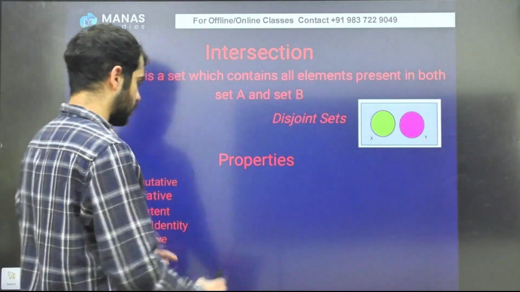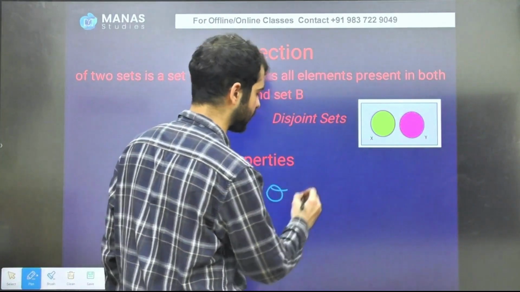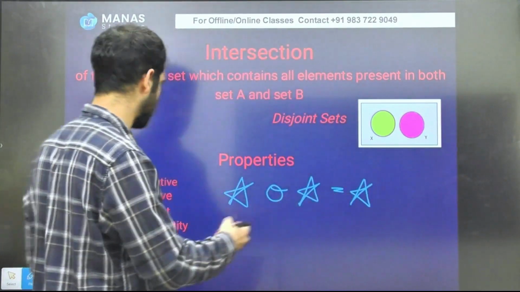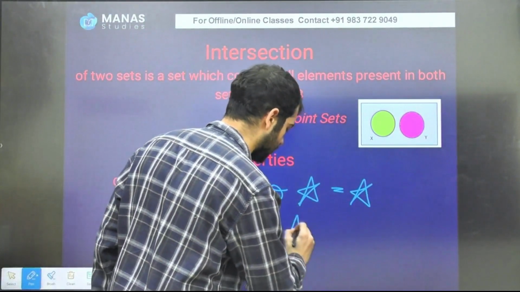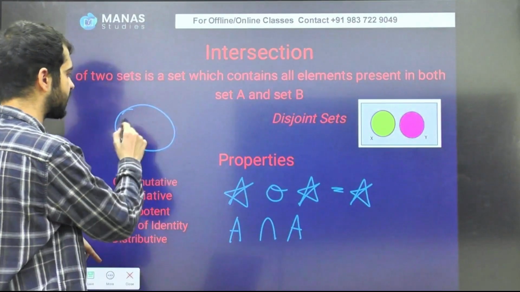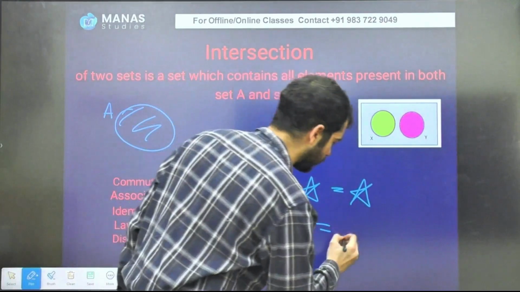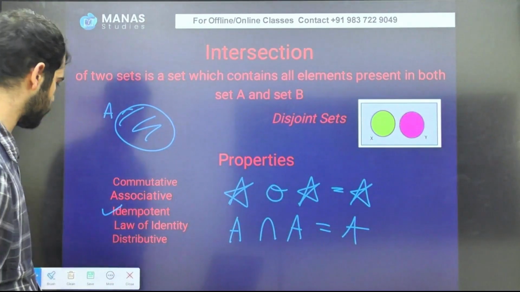Let's talk about the property idempotent. As we said, any entity with an operator and the same entity should give us the same entity. Now in this case, if I have a set A intersection with A, all the elements that are present in A which are common with A will be present in A. That is the reason why we can say that the property idempotent also holds.